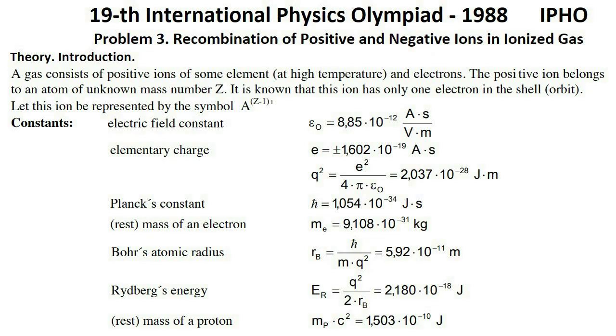19th International Physics Olympiad, 1988. Problem 3. Recombination of positive and negative ions in ionized gas.